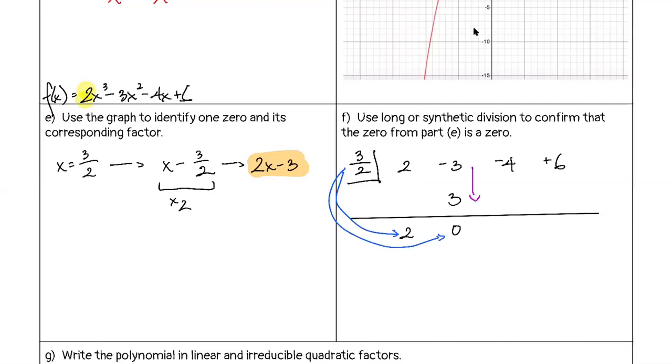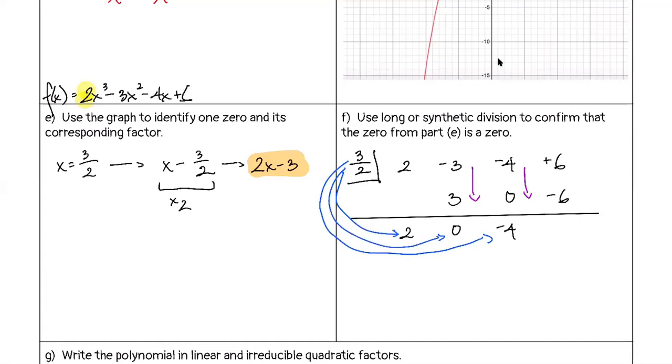It gives us 0 exactly. It does not give us 3/2. And so we add, we get -4. And 3/2 times -4, what does that give us? Gives us -6. Very nice.